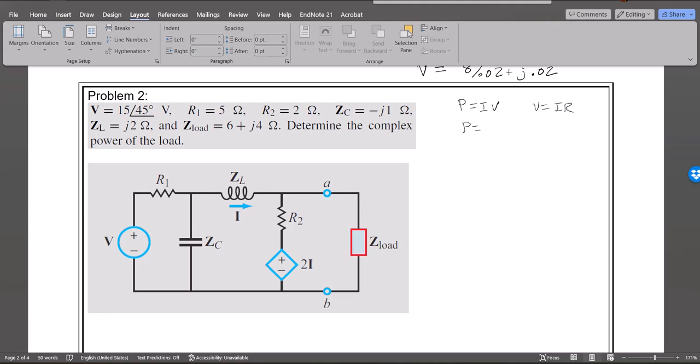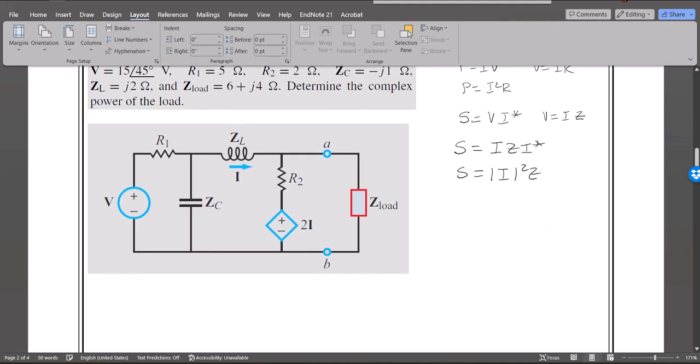So like I could have P equals I squared R. So if I have complex power equals V I conjugate, and V equals I times Z, then I can replace V with IZ, and I times I conjugate is the magnitude of I squared, so complex power is I squared Z. So if I can get the current and already have Z, then I'll have everything I need to get the complex power.